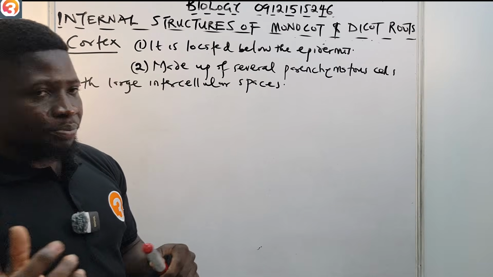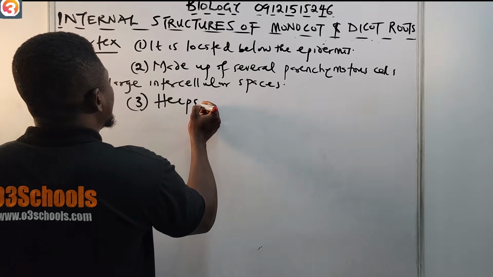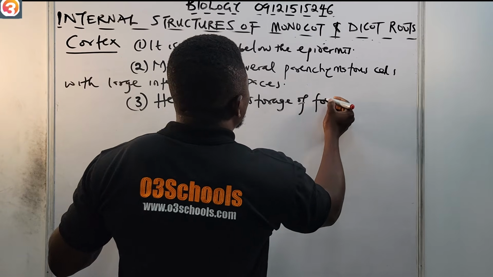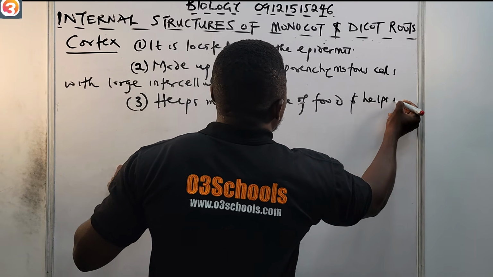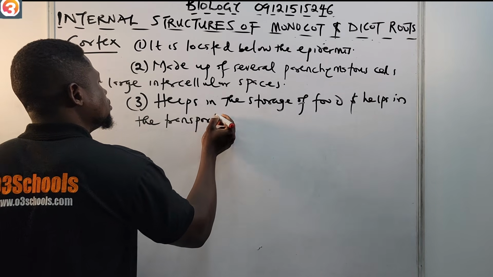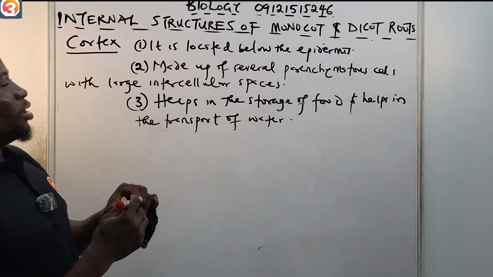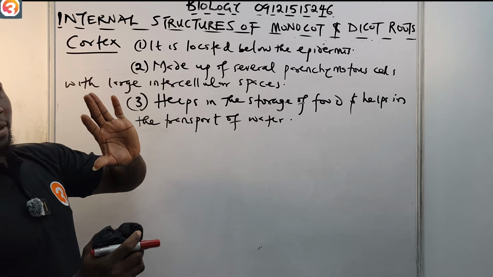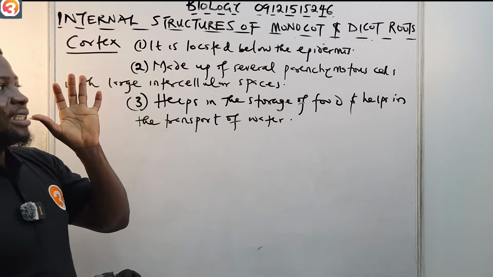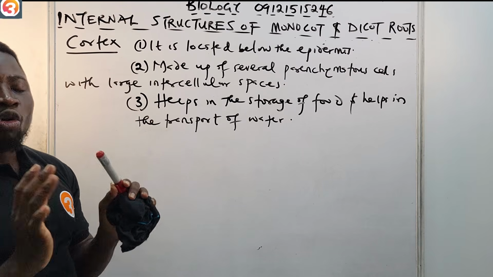Now, also number three, the function. It helps in the storage of food, and also helps in the transport of water. Please take note of that. So the cortex is located below the epidermis. It is made up of several parenchymatous cells with large intercellular spaces, and helps in the storage of food and the transport of water also.